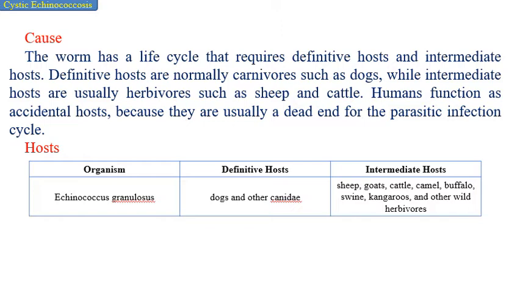The worm has a life cycle that requires definitive hosts and intermediate hosts. Definitive hosts are normally carnivorous, such as dogs, while intermediate hosts are usually herbivorous, such as sheep and cattle. Humans function as accidental hosts because they are usually a dead end for the parasitic infection cycle. For Echinococcus granulosus, the definitive hosts are dogs and other canids, and the intermediate hosts are domestic animals, including wild herbivores.